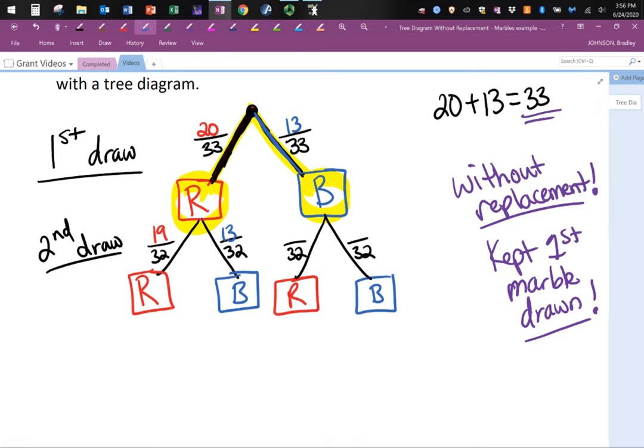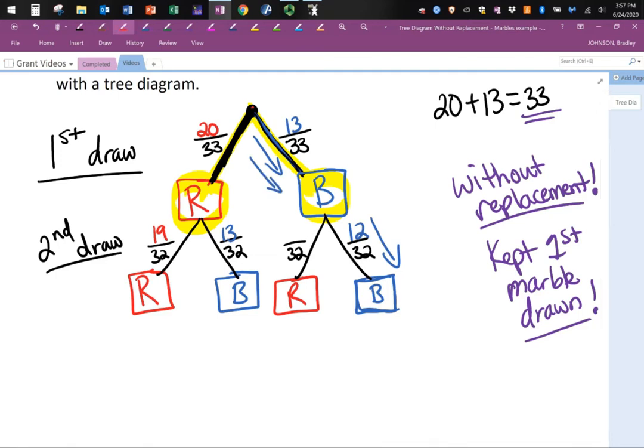Now let's go down the blue pathway. So we pick a blue marble. We've kept it. We don't replace it. How many blue marbles are left in the jar now? Well, we had 13. We kept one. So now there's only 12 blue. And if we pick another blue, that probability would be 12 out of 32. Okay, so let's suppose we pick a blue. Then there's less one. There's 32 marbles overall.